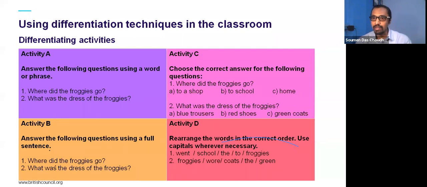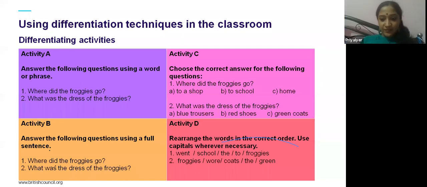Joanne has written comprehension as well. Okay, very nice. D is challenging. C is challenging or easy? Activity C is the easiest. Somebody saying C is easiest.